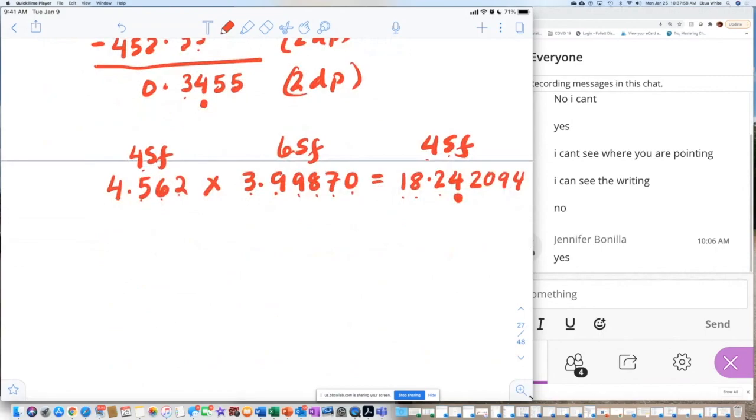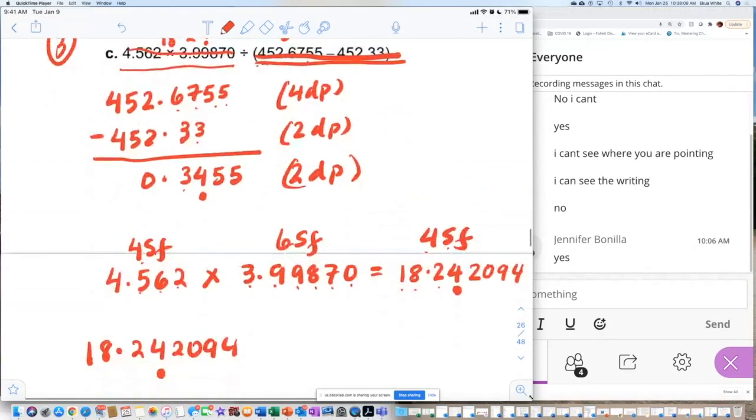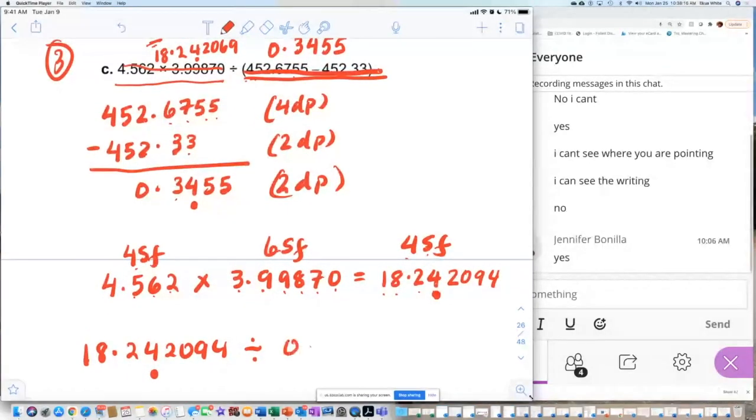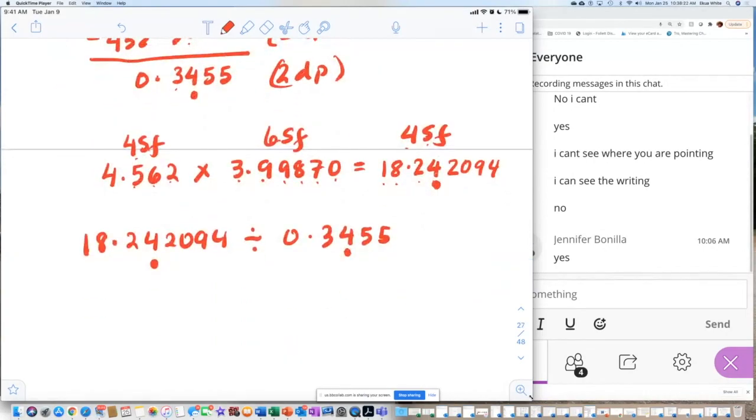So I'm going to write the number down here, okay, as I summarize my final step. 18.242094 is supposed to be rounded off to this point right here from the left, and I'm dividing that by 0.3455. This is the position right here. Okay, I still have my 18.24 on my calculator. I just press divide by 0.3455.